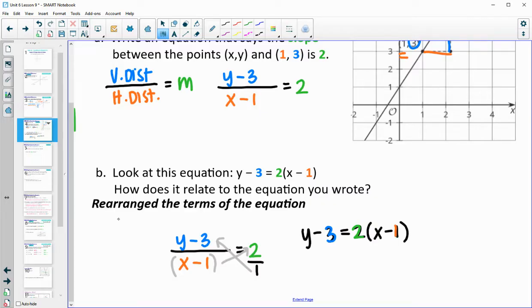So all we did was rearrange those terms, and it gave us this equation. So these two equations are equivalent, or the same, just written differently.